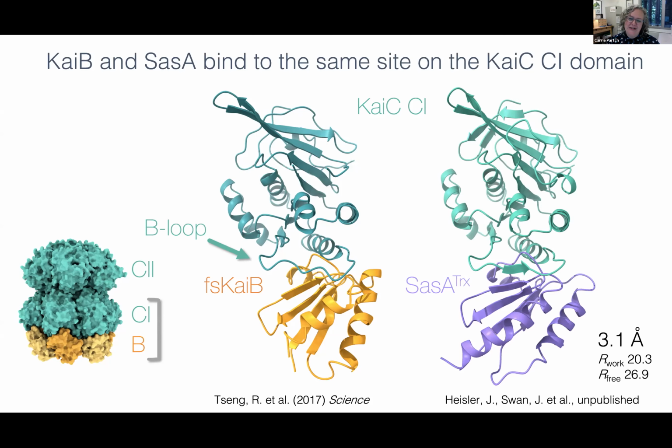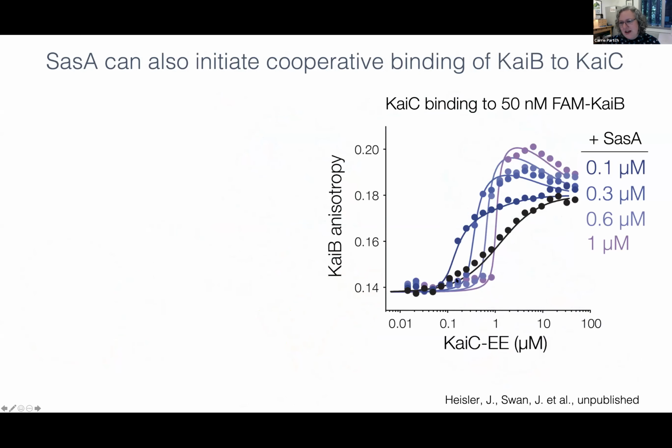And this really led us to ponder the nature of the interaction here. It had long been posed that this interaction would be mutually competitive, that because they bind at the same site, they must compete for binding. But given this spin that we've put on KaiB association, we wondered whether the thioredoxin domain of SAS-A could in fact seed cooperative binding.